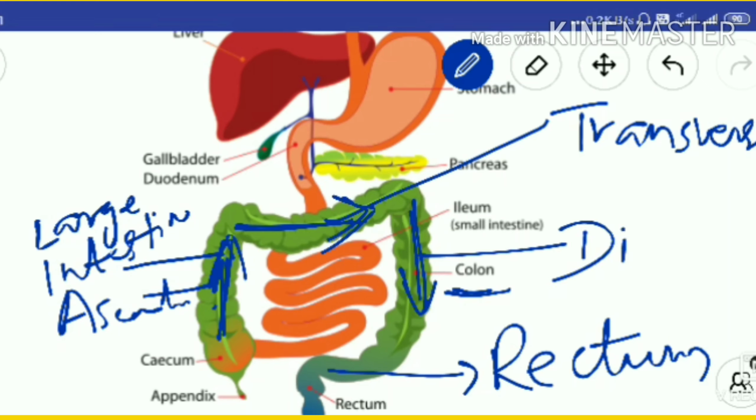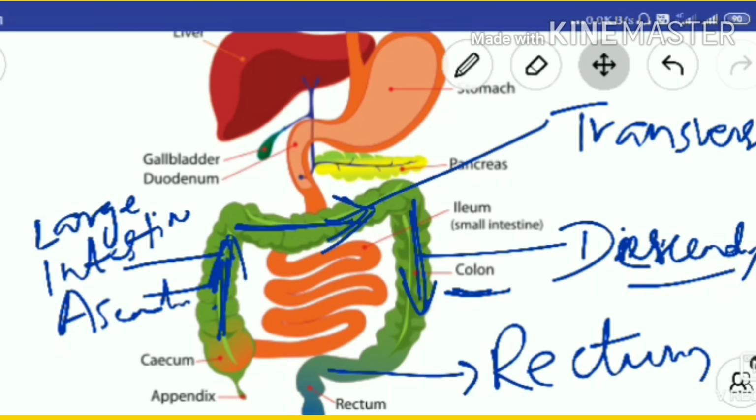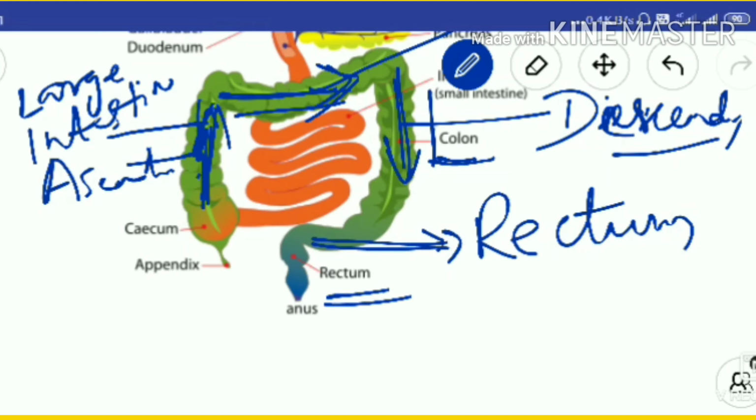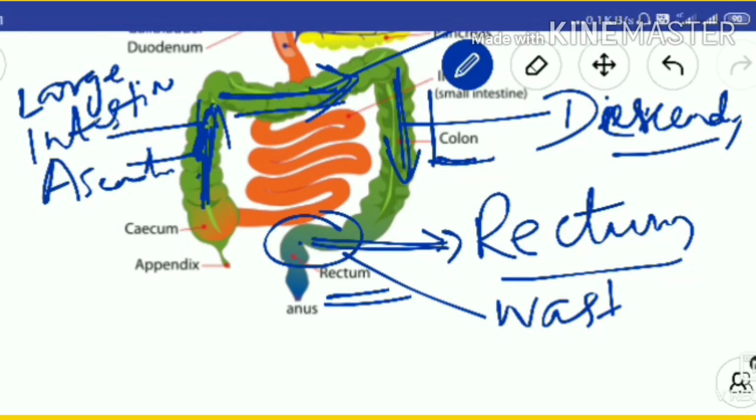Colon means large intestine. That's all. Okay, descending colon. And this colon, that is the ascending, transverse and descending colon, finally leads to a part called the rectum. The rectum is a place where the waste materials are stored. After digestion, there will be some undigested materials, waste. These wastes are stored in the rectum, and the rectum opens out.